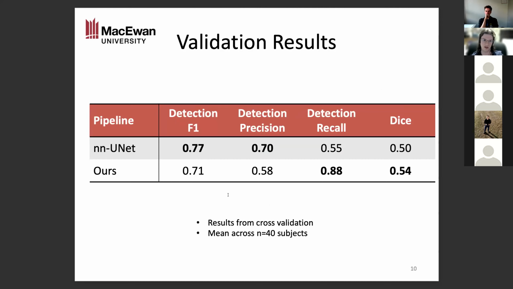And these are our validation results. So this is on the cross-validation. We just took the validation from each fold, and then we got all 40 subjects. So our detection F1 is 71%, and NNUNet is a bit better on that, and it's a bit better on precision, but ours is higher recall and slightly higher dice.